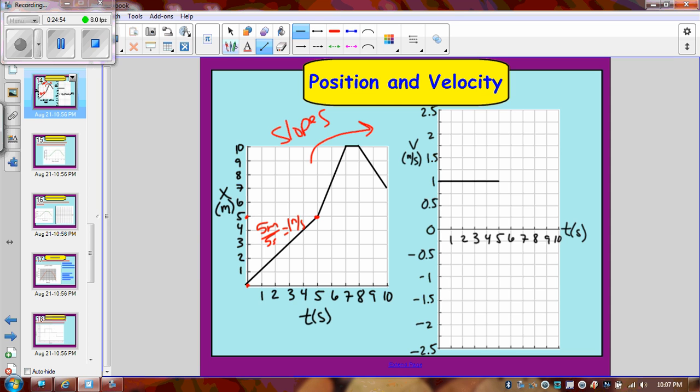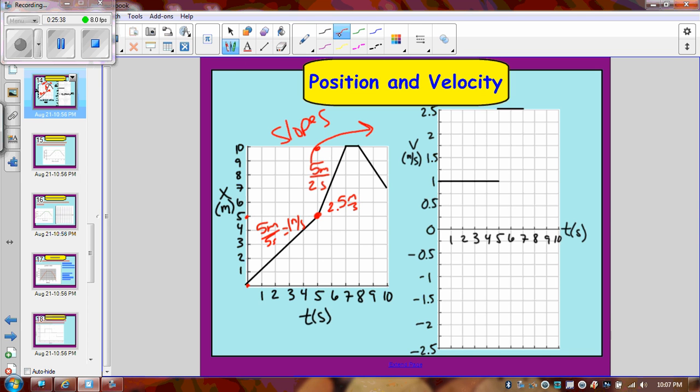Okay, the second one is a little faster because the slope is steeper. In this case, the change in position is still 5 meters because it goes from 5 all the way up here to 10, but the timing is different. It's faster. It goes 5 meters in 2 seconds. And that's 1, 2. So 5 meters divided by 2 seconds gives us a velocity of 2.5 meters per second. So if I go over to my velocity versus time graph, I'm now going to draw a horizontal line at the 2.5 meter per second for the next 2 seconds.